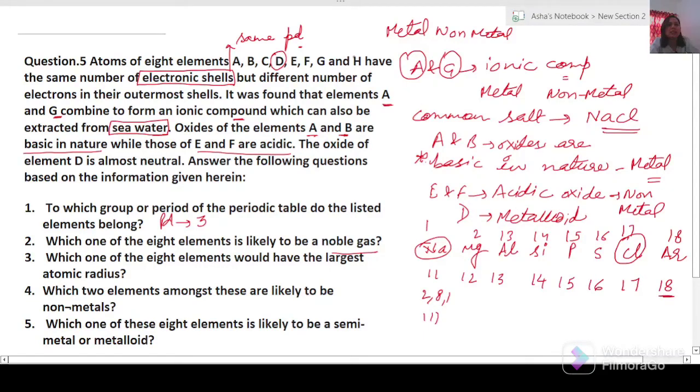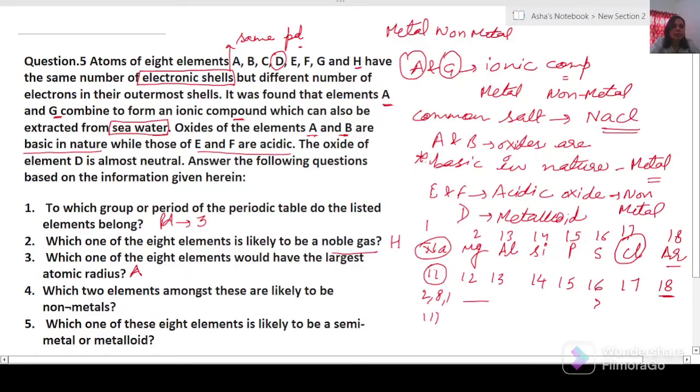So H is last here, so you will be writing H here. Which one of the 8 elements would have the largest atomic radius? It will be A, that is sodium. The first one is always having the largest atomic radius, followed by the last one, argon, because as we move in the same period, atomic size will keep on decreasing because of the increased effective nuclear charge.